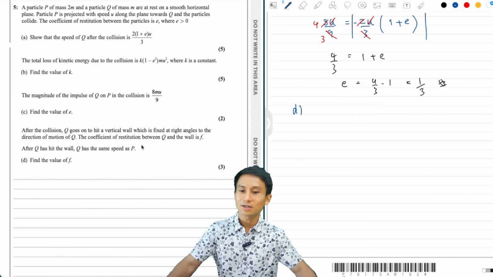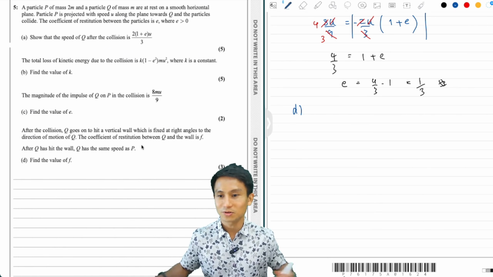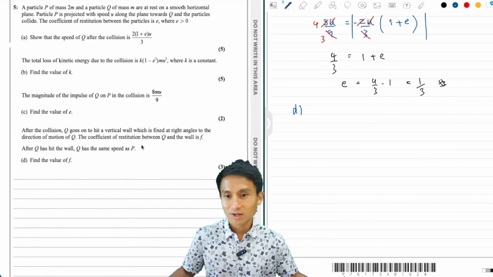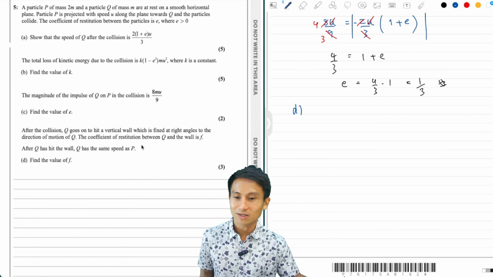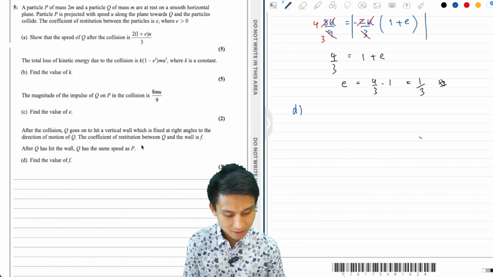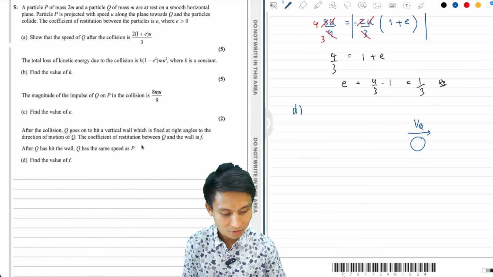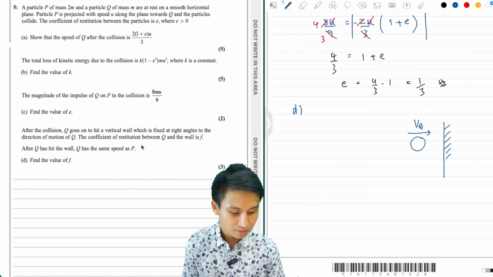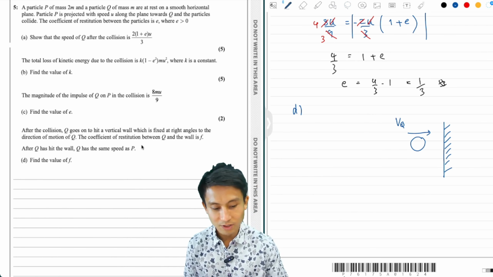Part D. After the collision, Q goes on to hit the vertical wall, which is fixed at right angles to the direction of motion of Q. The coefficient of restitution between Q and the wall is F. After Q has hit the wall, Q has the same speed as P. Alright, so Q is definitely going to the right now with the speed VQ before hitting the wall. And we already know the e, so we can calculate VQ.